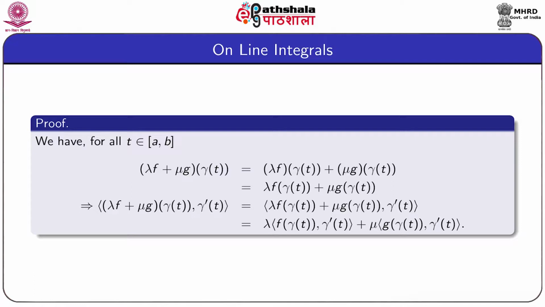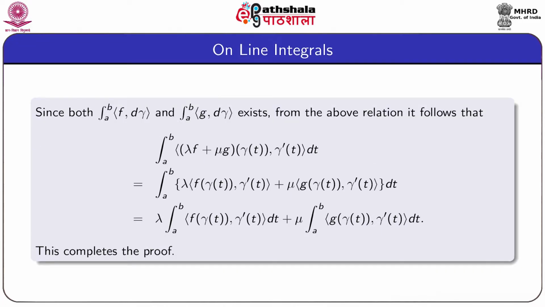First we find that the inner product of (λf + μg)(γ(t)) and γ'(t) equals lambda times the inner product of f(γ(t)) and γ'(t) plus mu times the inner product of g(γ(t)) and γ'(t), using the linearity property of inner product. Now it is given that both the line integrals ∫ from a to b f dγ and ∫ from a to b g dγ exist. From this we have proved the result. The calculations are shown here.